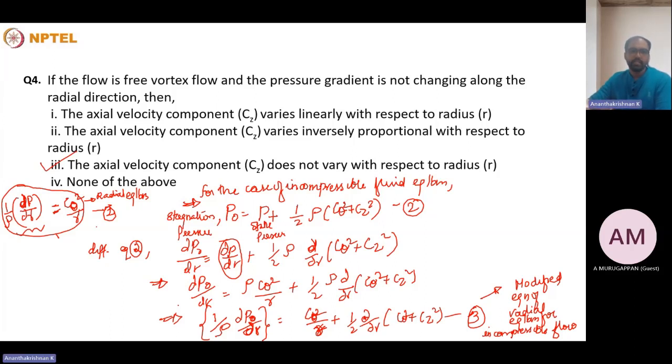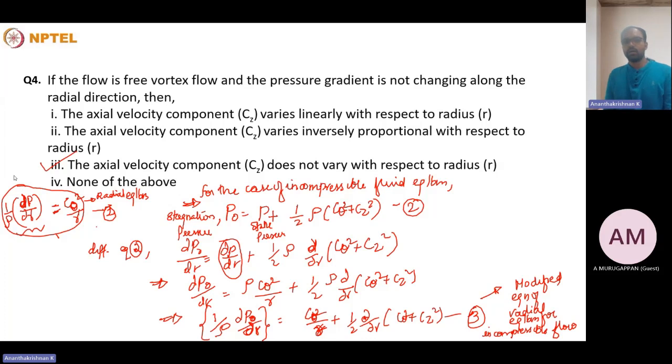In this particular question, it's been asked to find, out of four statements, which is the right statement. The question statement has two given conditions. One is that the flow is free vortex flow, and the pressure gradient is not changing along the radial direction. So that means that dou P by dou r is equal to 0. That is a given part of this problem. The pressure gradient term is equal to 0.